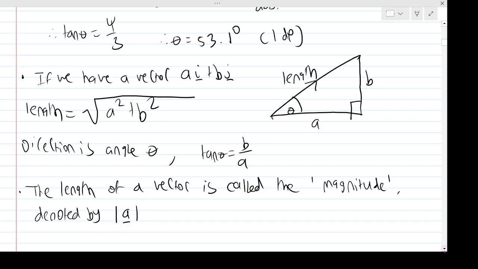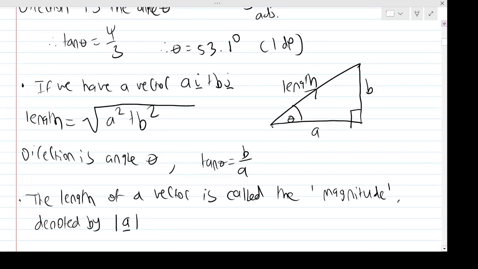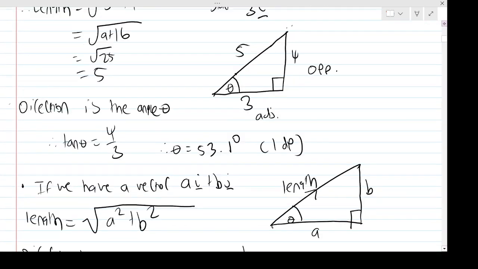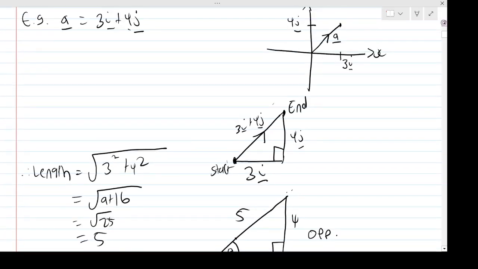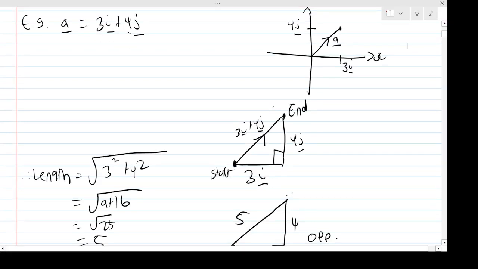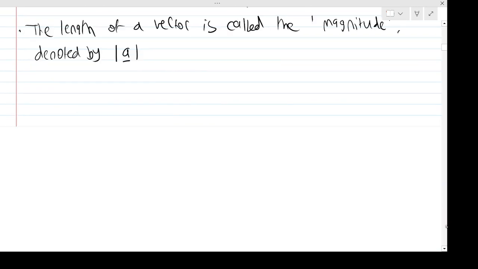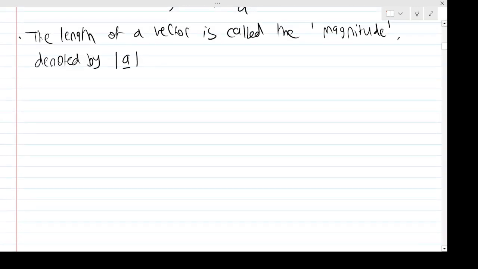Okay. So in terms of notation, if we were to go back to the first example we looked at, 3i and 4j, the length or the magnitude of this vector a here, we could say mod a would be 5, right? Remember the length here was 5. So we can use the notation to represent the length or the magnitude of the vector. Okay, cool.